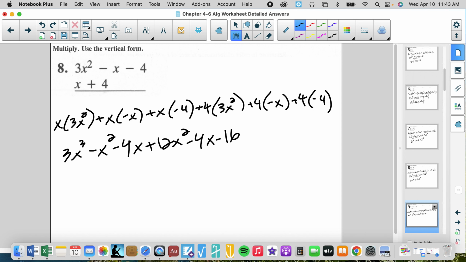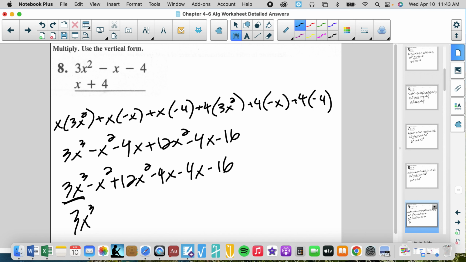Let's put it in standard form. 3x to the third minus x squared plus 12x squared minus 4x minus 4x minus 16. Now, no like terms, so 3x cubed. These are like terms. Coefficients give me 11x squared. These are like terms. Coefficients give me negative 8x. And minus 16 doesn't have a pair.